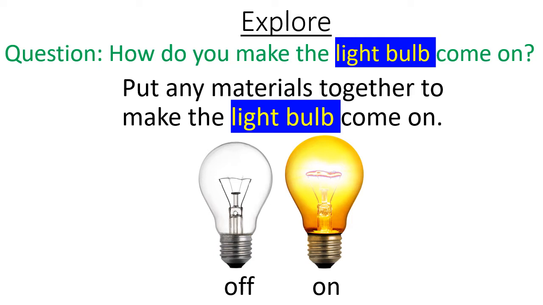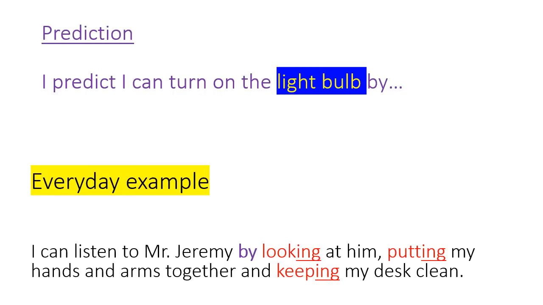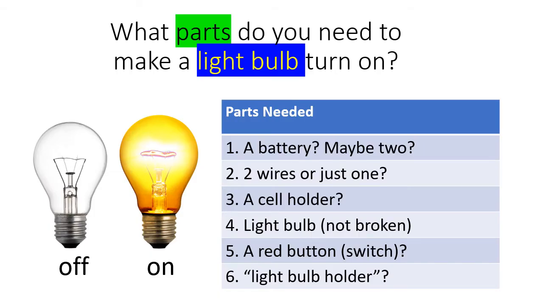So remember, our question for this unit was, and our investigation was, how do you make the light bulb come on? So at each table, each group had some materials, some parts, and you all were able to turn on the light bulb. So you made predictions, you predicted how to turn on the light bulb, and then after we turned on the light bulb, we talked about the parts we needed to make a light bulb turn on.